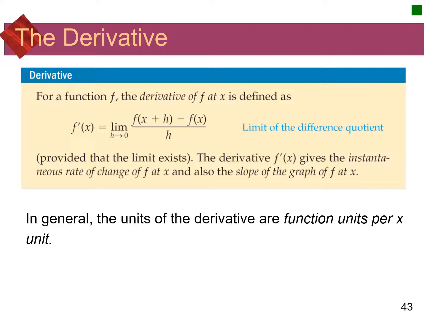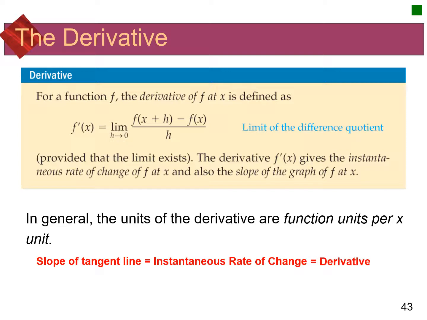The derivative, and that's why we use the f prime notation, f prime of x equals the limit as h goes to 0 of f of x plus h minus f of x all over h. So essentially, we learn basically the same thing for three different terms that we used. We said that the slope of a tangent line is the same thing as an instantaneous rate of change, and that's also known as the derivative.